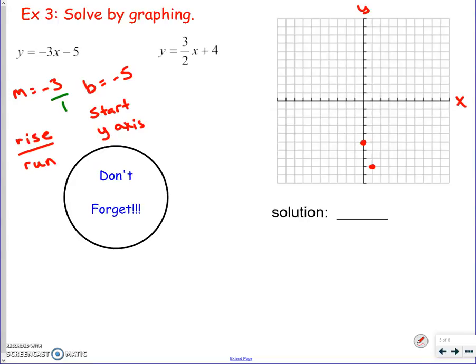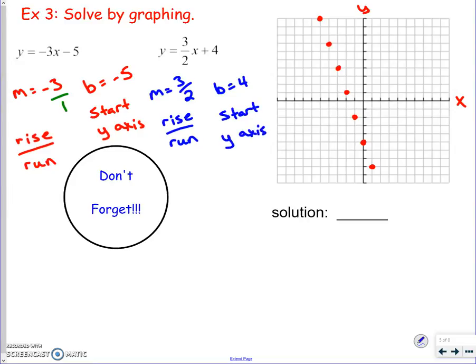So I'm going to start doing this pattern backwards. I am going to go up 3 to the left 1, up 3 to the left 1, up 3 to the left 1, so on and so forth until I get my line all the way across the graph. I can now go to my other equation. I can see that m equals 3/2, so I have my rise over run. And my b equals 4, so I have my starting point on the y-axis.